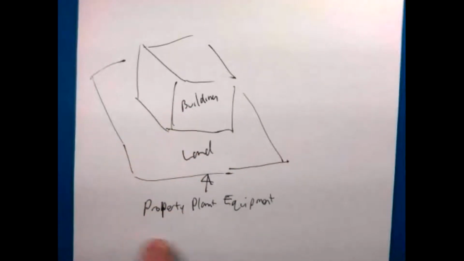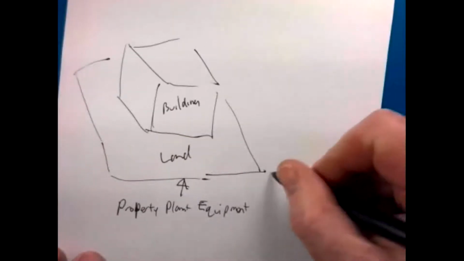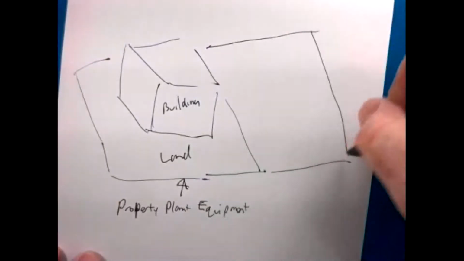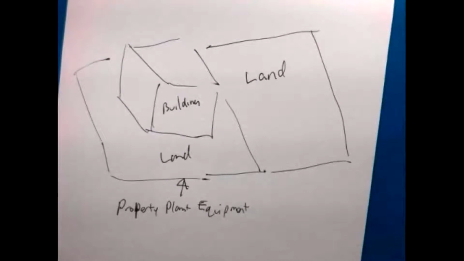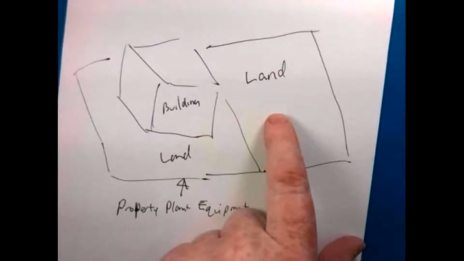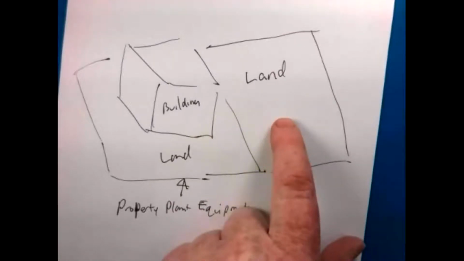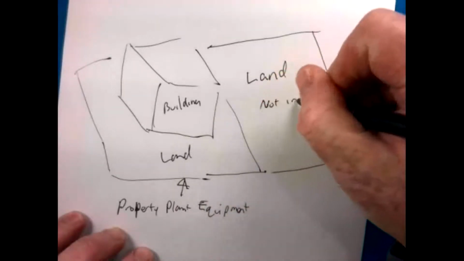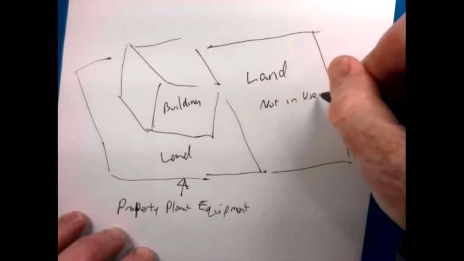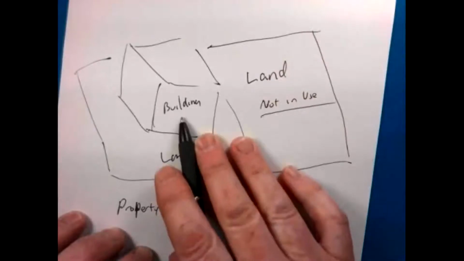Property would be the land, the plant, the building, and whatever equipment. Now suppose that the land next door becomes available, and you say, well, we should probably buy that land because if we want to expand our factory here, we might need that land in the future, but we're not going to use it now. So this land is not in use. It's really not part of our property, plant, and equipment, because that is stuff that we're using.